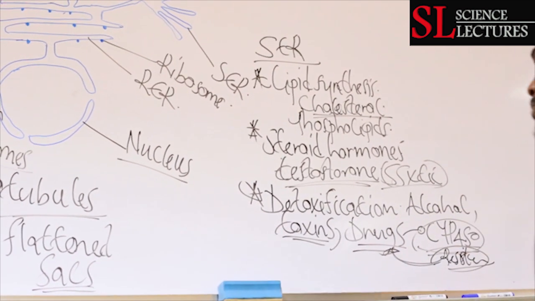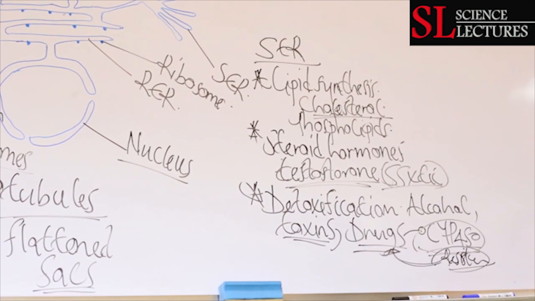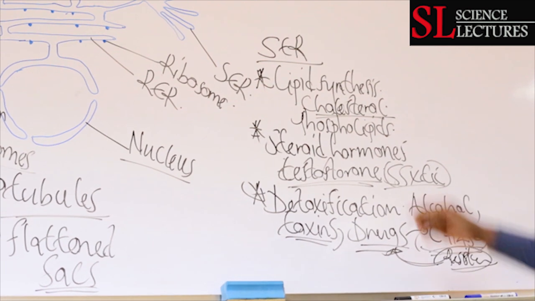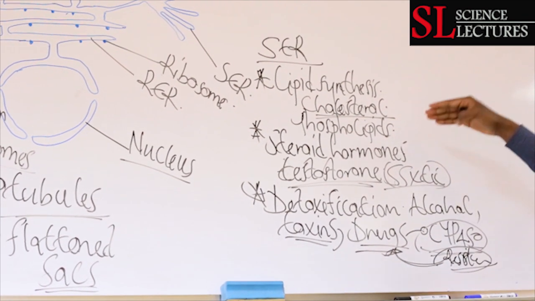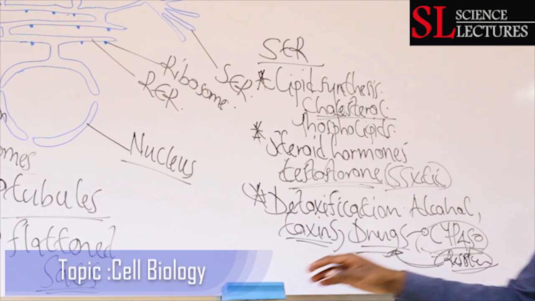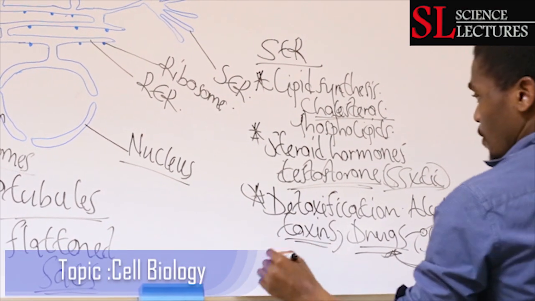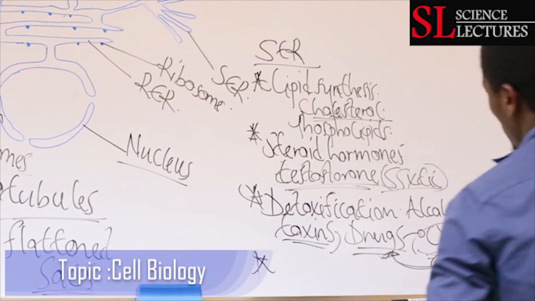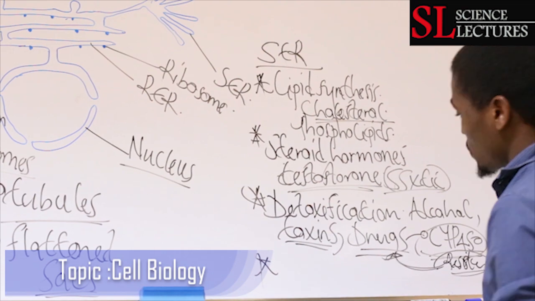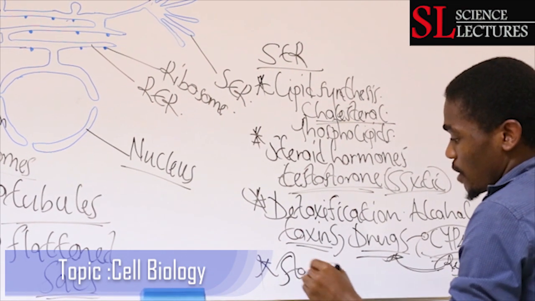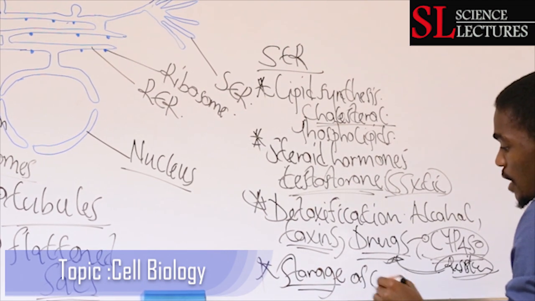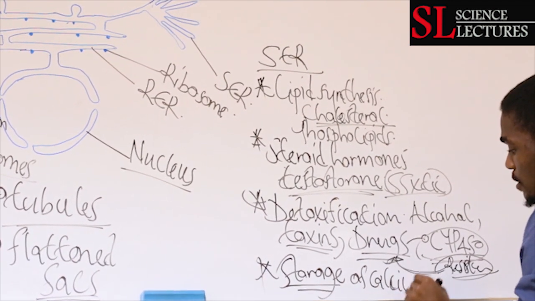So that one, drugs, so detoxification can be carried out also by the smooth endoplasmic reticulum. Lipid synthesis, steroid synthesis, detoxification. Then another important function of the smooth endoplasmic reticulum is storage of calcium. This one is very basic: storage of calcium ions.